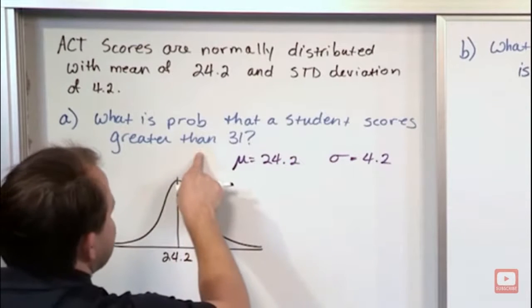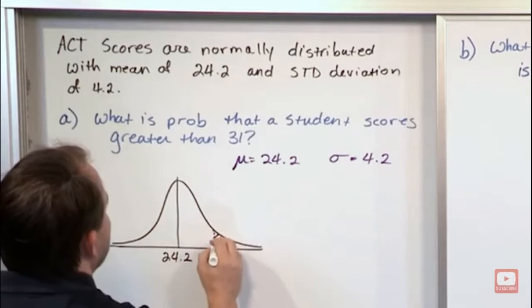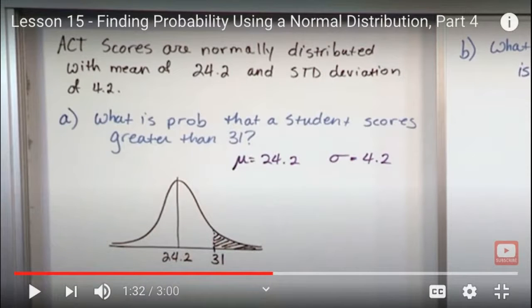So we want to find the probability that the score is greater than 31 for a randomly drawn student. What we're after is this right here, because it's greater than 31. We're after that shaded area. What's important in this question is that we're looking for the probability, which is basically the area under the curve that's greater than 31. You already know that the area lower than the mean is 50%. So what you want to do is find the area between 24.2 and 31, and add that to 50%.